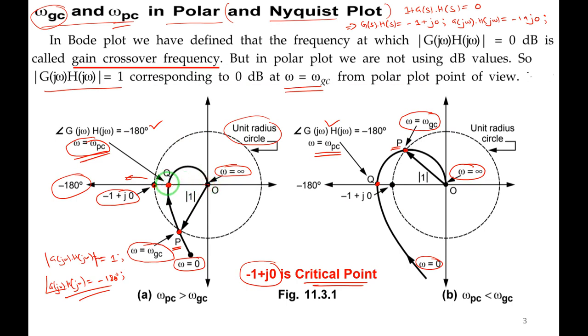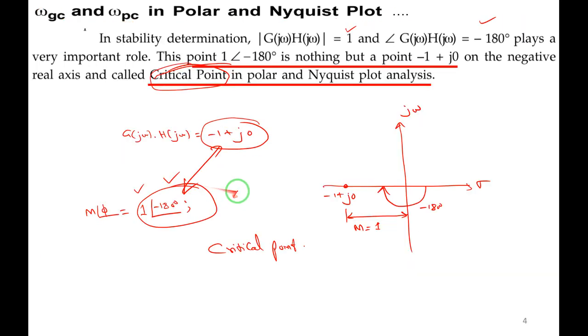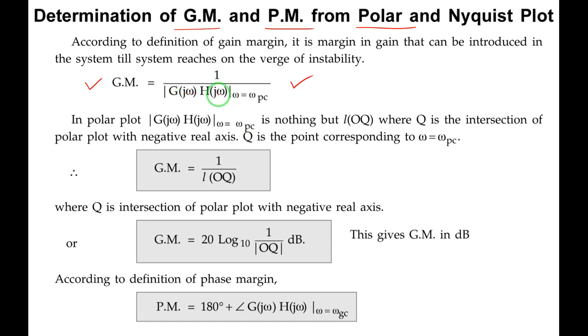What is the magnitude from here to here? At this point Q, we are getting the phase crossover frequency. So what is the magnitude of G(j omega) H(j omega)? It is the length of OQ. So the magnitude of G(j omega) H(j omega) at omega equal to omega PC is the length from O to Q. I hope you are getting it. Why are we taking the length from O to Q? Please keep in mind, the intersection point P gives omega equal to omega GC, the gain crossover frequency. The intersection point Q gives the phase crossover frequency omega PC. Please keep that in mind.